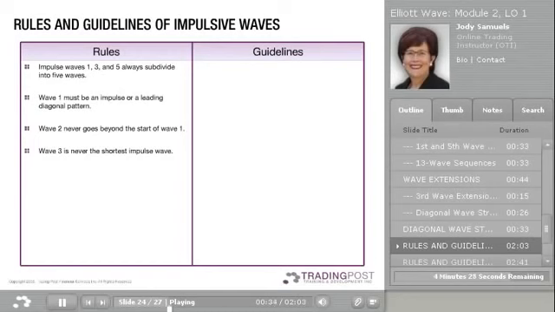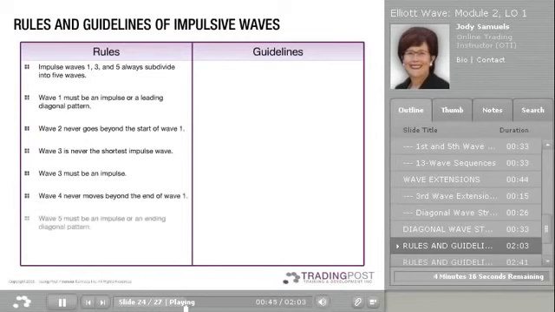5. Wave 3 must be an impulse. 6. Wave 4 never moves beyond the end of wave 1. 7. Wave 5 must be an impulse or an ending diagonal pattern. And 8. Waves 1, 3, and 5 can never all be extended. And now for some guidelines.